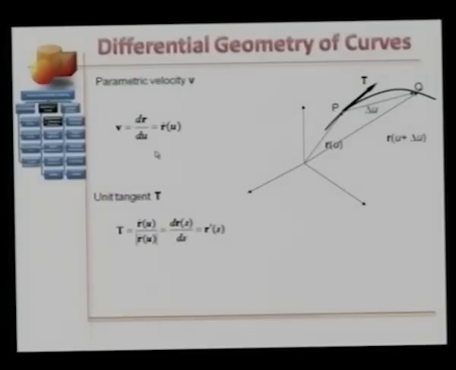Recall that we are using the dot notation to represent derivative with respect to u, and we are using the prime notation to represent derivative with respect to s.